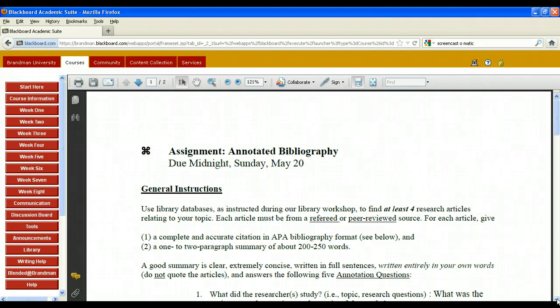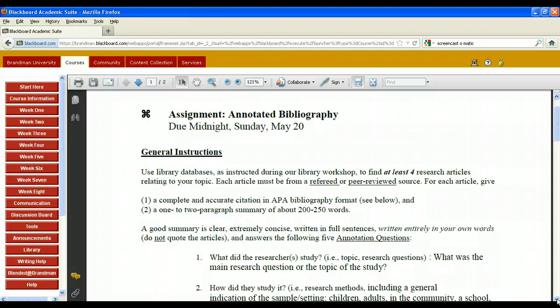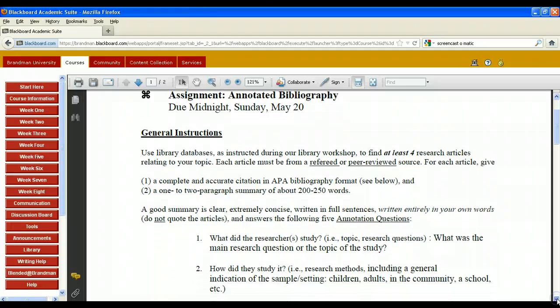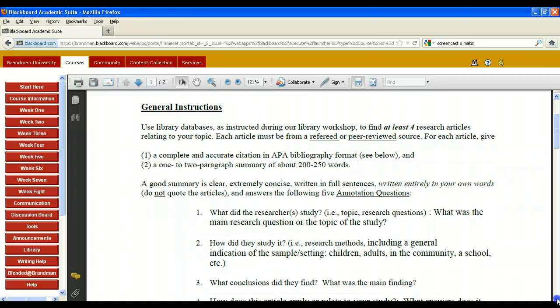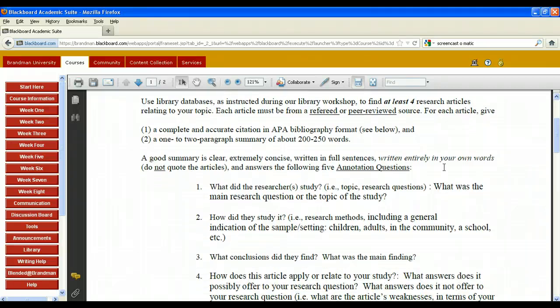So, hopefully by now you've found at least 4 peer-reviewed research articles relating to your topic. If not, hopefully you're close. And as it says here, what you're doing in an annotated bibliography is for each of your 4 articles, you are giving a complete and accurate citation in APA bibliography format. See below, and this is what Annie Knight, the librarian, discussed with us in class Wednesday.